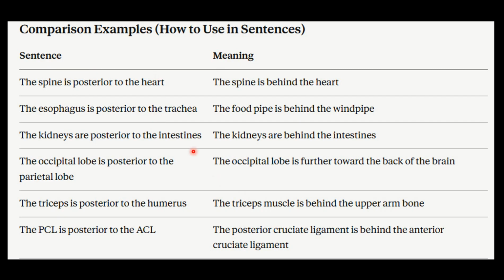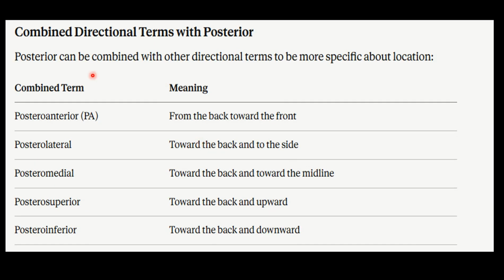Clear? So these are some of the examples that will help you to understand the things properly. Now, this term is also used for the combined directional terms with posterior. In our last session, I forgot to add this thing, but don't get confused. Same thing is possible with anterior also. But how? Let me show you. So for posterior, you can see posterior can be combined with other directional terms to be more specific about location, like posterior-anterior. That means from the back toward the front.